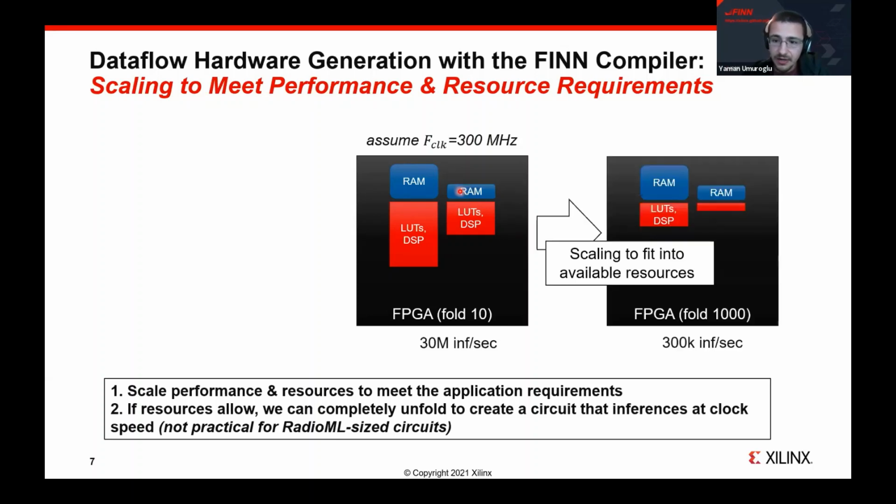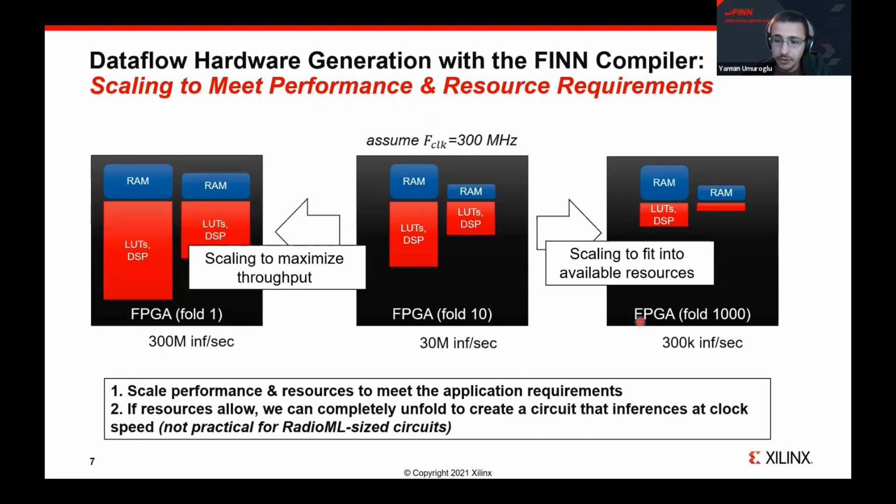If our system has a tight resource budget, we can scale this down by increasing the folding factor, let's say by a factor of 100 to 1000. This is going to result in a slower design, which is going to give us a performance of 300,000 inferences per second, but it also fits in a much smaller resource footprint. Conversely, if we're not resource bound and want maximum throughput, we can turn the folding factor all the way down to 1, which will yield a design that uses more resources, potentially quite a bit of resources, that can now do inference at clock frequency, 300 million inferences per second.